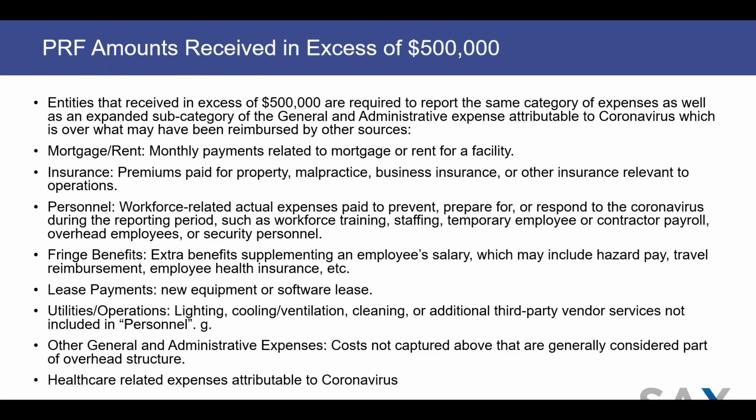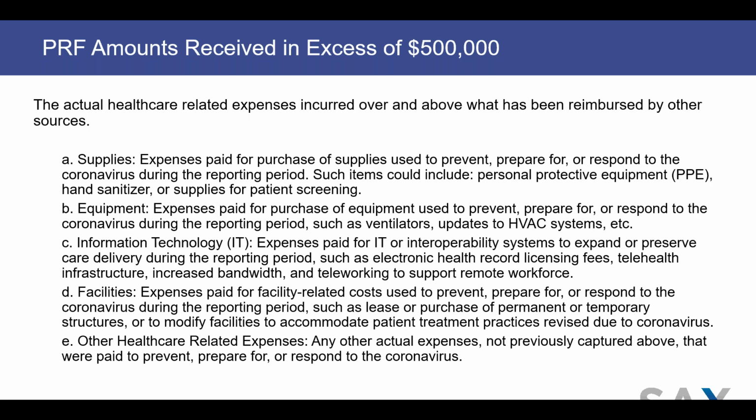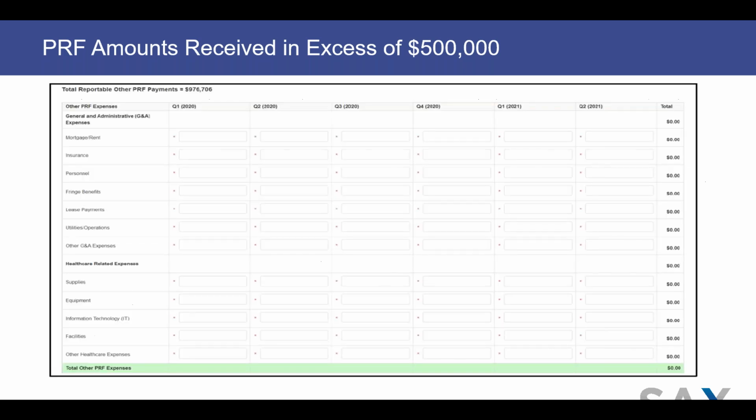Now, if you're in excess of $500,000, it's still the same expenses. It's not that the expenses are any different. It's just that the reporting on these expenses is in more detail. Same thing, all of your healthcare related expenses. And then this is the screen. So keep in mind, in excess of $500,000, you now have to give a breakdown, depending on the quarter that you're reporting on, of these related expenses in detail, as opposed to if you were under $500,000, it's the same expenses, but you're just providing it in a summary format.